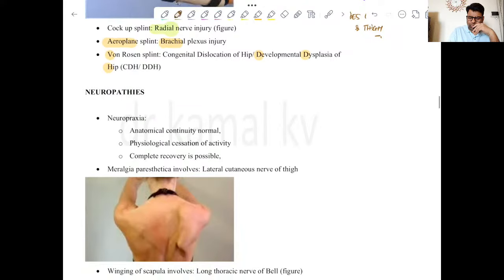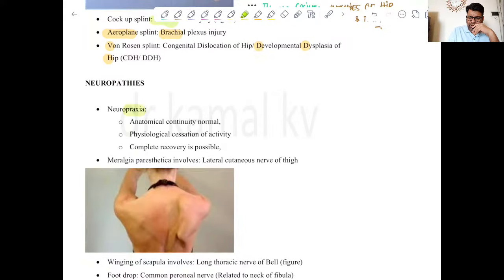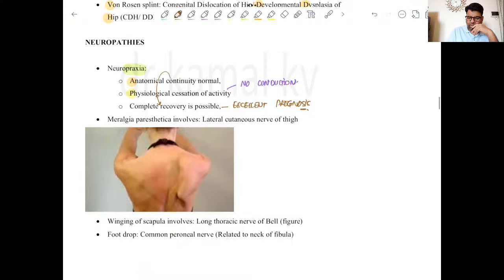Then coming to neuropraxia. Now here the anatomy is okay, but the physiology is slightly disturbed. It means there is no conduction. But since the anatomy is okay, we can expect a 100% recovery and therefore excellent prognosis in terms of recovery. So this is neuropraxia. Meralgia paresthetica is compression of lateral cutaneous nerve of thigh, right?